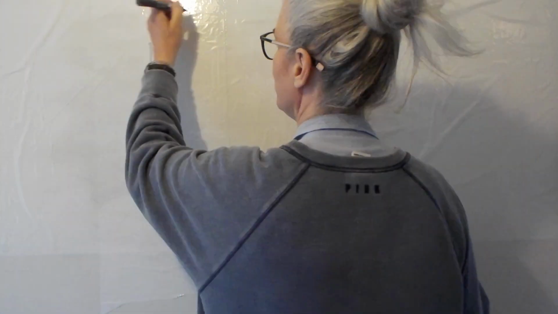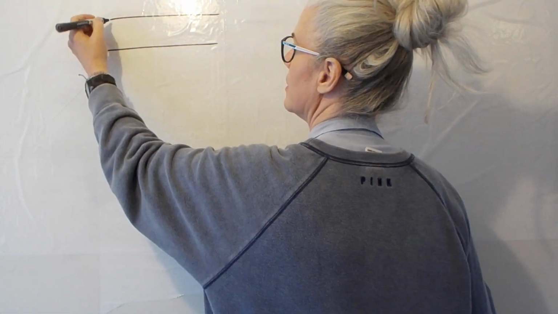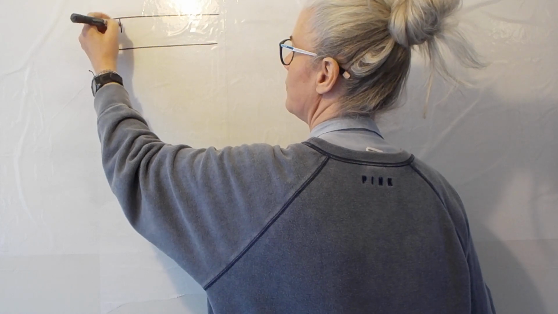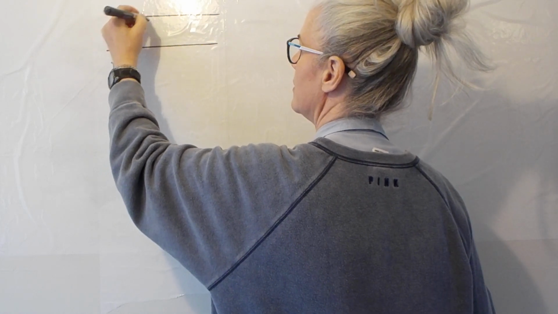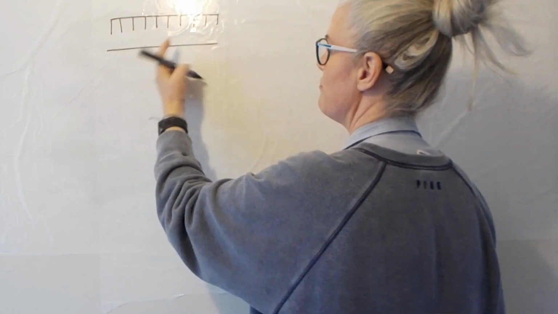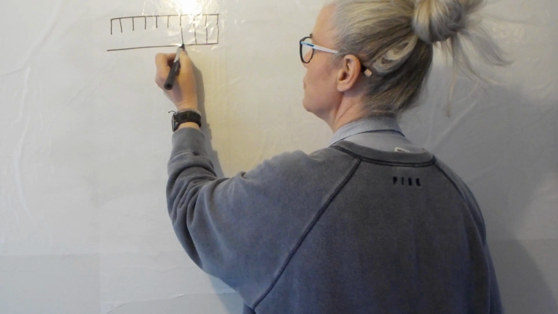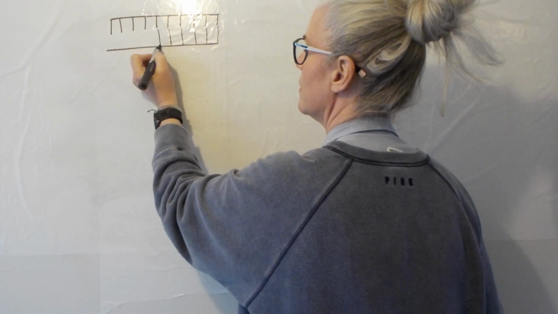Okay, so we're going to do some more on nucleic acids. We're going to have a look at how DNA actually replicates. So if you remember, DNA is a double-stranded molecule, and each strand has these bases, and they form complementary base pairs.